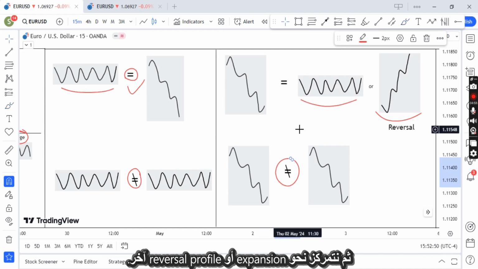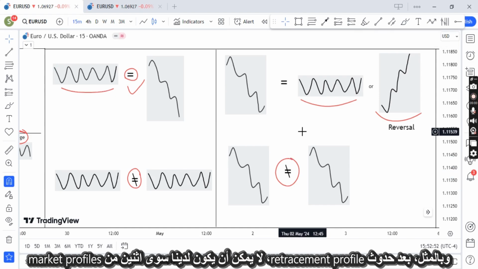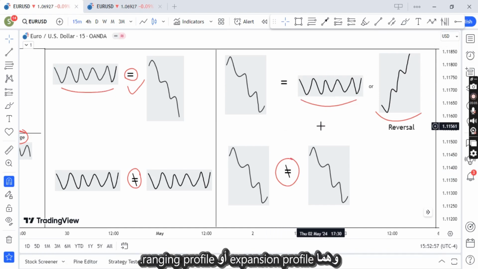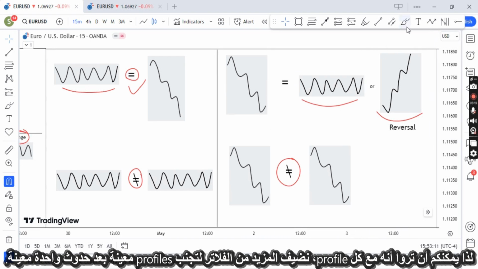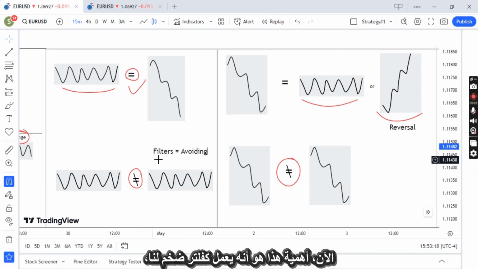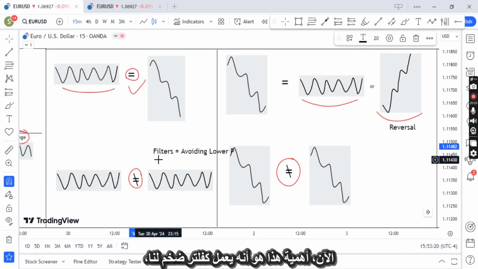expansion or a reversal. Similarly, after a retracement profile has occurred, we can only have two market profiles, which are an expansion profile or a ranging profile. That means we cannot have another retracement or a reversal profile after a retracement profile has ended. So you can see with each profile we're adding further filters to avoid certain profiles after a particular one has taken place. Now the significance of this is that it acts as a huge filter for us, right?